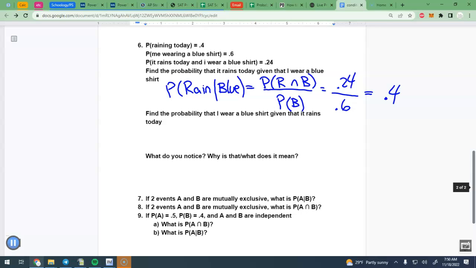It says what? Oh, that's not a question. Thanks, Avery. Okay. What is the probability that it rains?